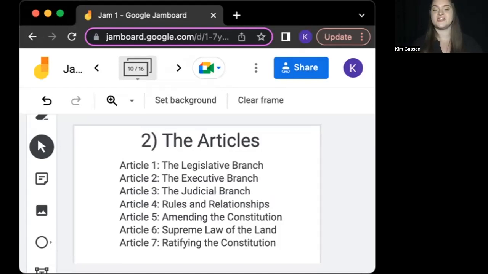It overrules the state legislature. It overrules any other decision. Constitution rules trump every other thing, every other law. And then Article 7 talks about how to ratify and approve the Constitution. So what the process looks like for approving the Constitution.